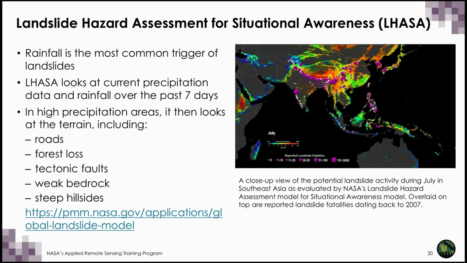In places where precipitation is unusually high, the susceptibility of the terrain is evaluated, and it includes quantitative information on whether roads have been built, trees have been cut down or burned, whether there's a major tectonic fault nearby, if the local bedrock is weak, and if the hillsides are steep. The figure on the right shows a close-up of the potential landslide activity during July in Southeast Asia, as evaluated by NASA's Landslide Hazard Assessment Model, LHASA. Overlaid on top are reported landslide fatalities dating back to 2007. So the larger that pink circle, the larger the number of fatalities. And the actual colors on the map indicate the probability of a landslide. Red indicates that there's a higher probability.